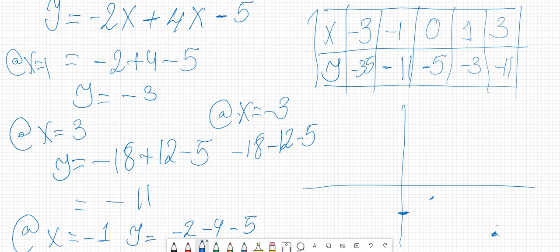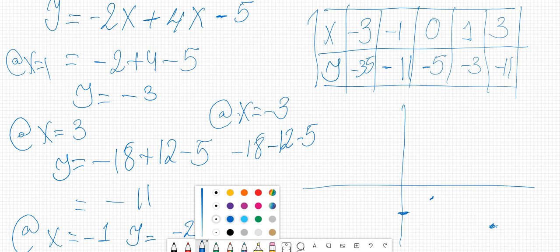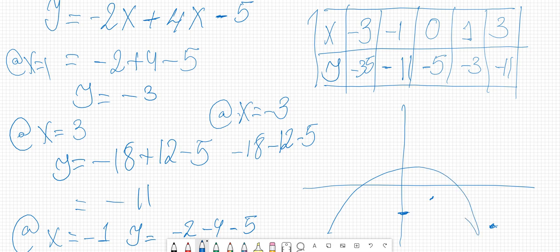So let us briefly review what we talked about. We talked about that when the coefficient of x squared is negative, the graph will go down. That means when the coefficient of x squared is negative the graph goes down, and when it's going up, it means the coefficient is positive.